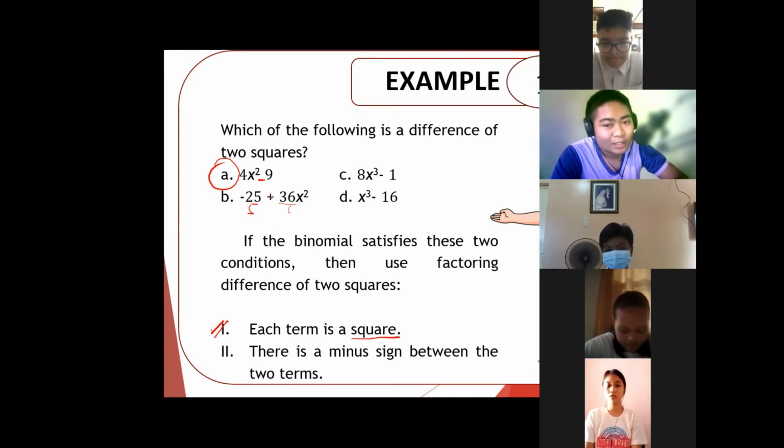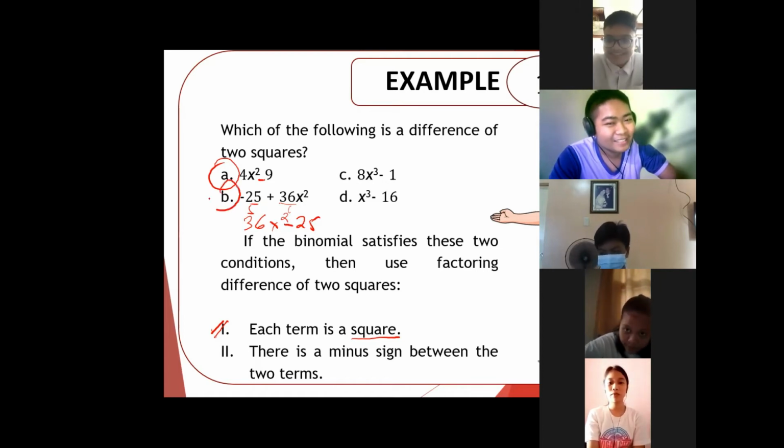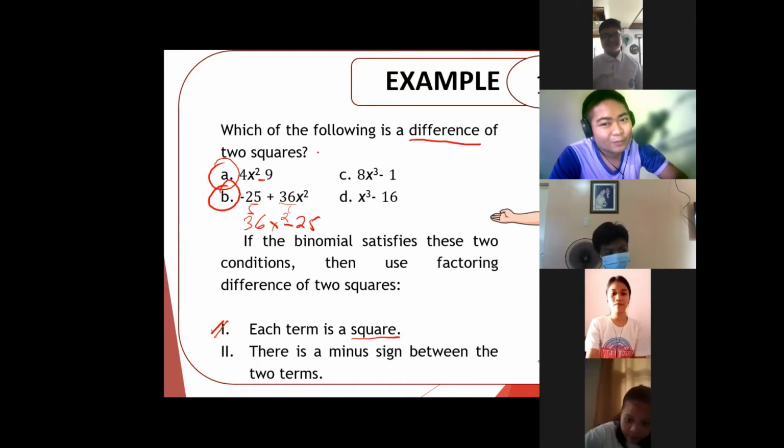Balik ta rin ko. This is positive 36x squared. And then we have negative 25. Meron ka na bang nakikita? Okay, meron na ba? Yes. So that would be a difference of 2 squares.